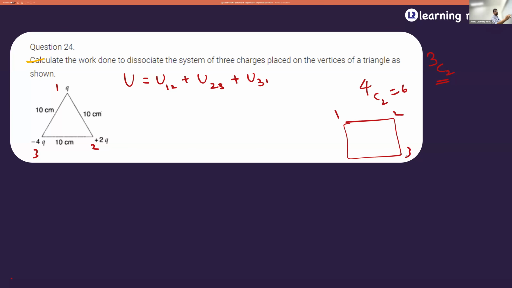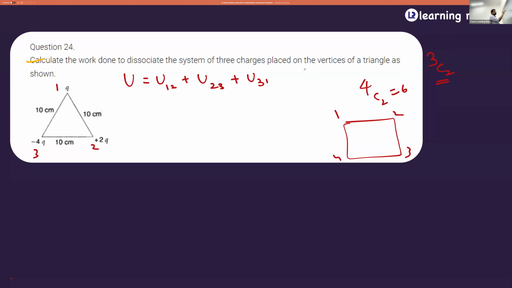If I take this to be 1, 2, 3, 4, you write U12, U23, U34, U41. So those are the charges at the corners. But what about the diagonals? You need to write U13 and U24 also. So you'll get 6 actually. So that is basically 4C2. Suppose they give you a problem based on pentagon. It will be 5C2.